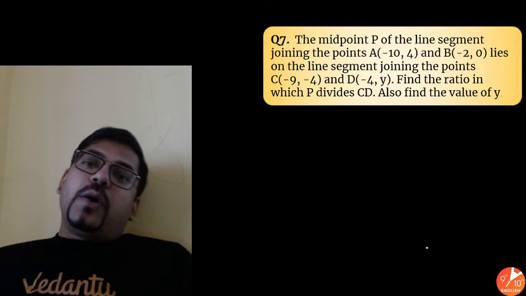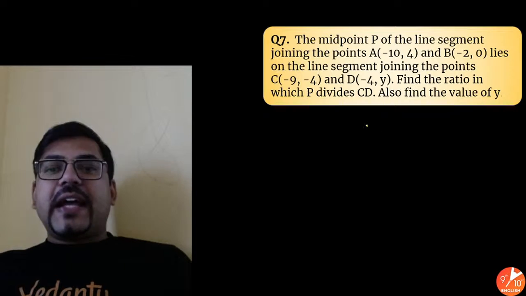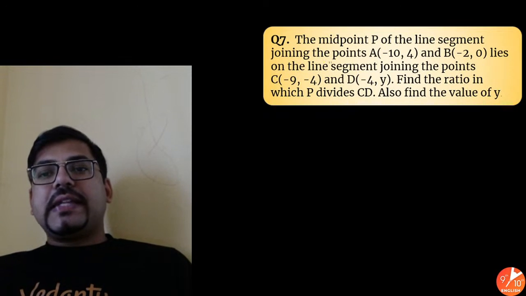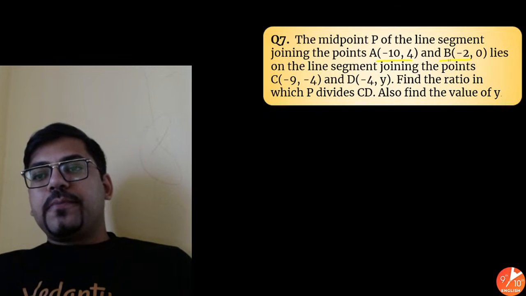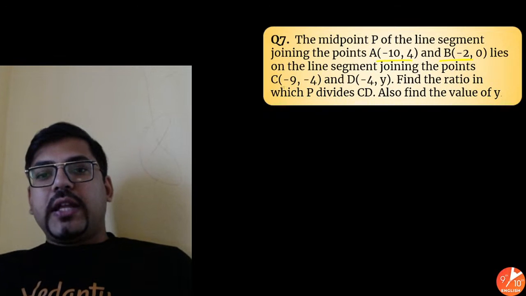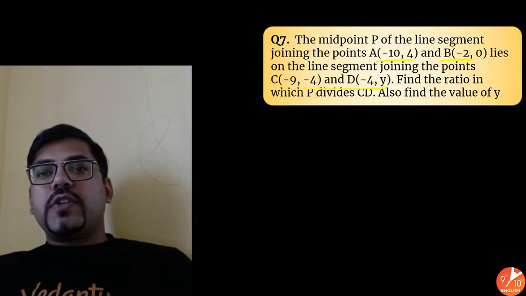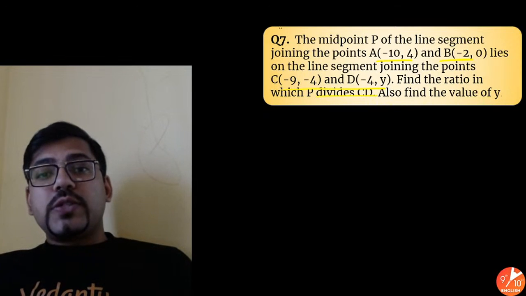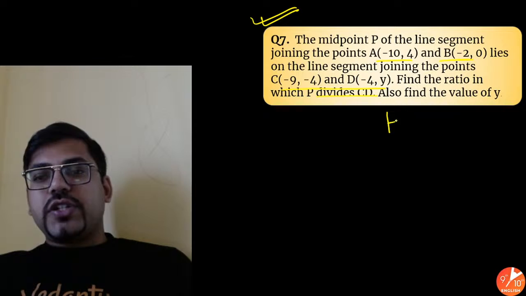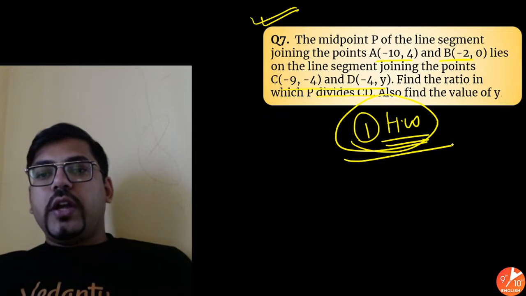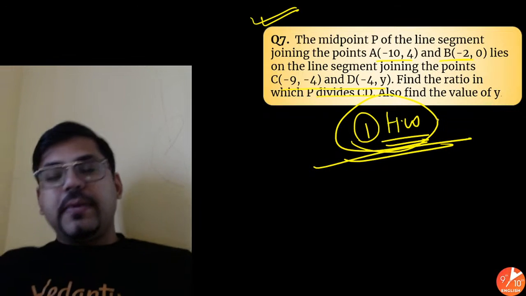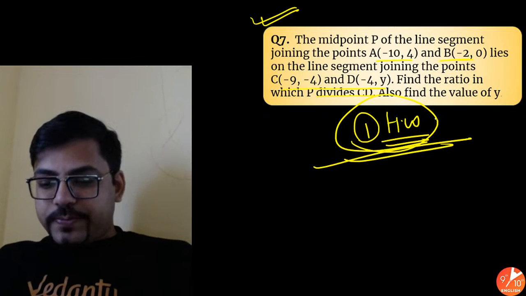Okay. Now, guys, this is again the same type of question, that the midpoint P of the line segment joining A and B lies on the line segment joining this and this. Find the ratio in which P divides CD. This is almost the same type of question, and hence I wish that this question should be solved by all of you as homework. Will you do this? Come on, tell me yes or no. Will you do this or not?